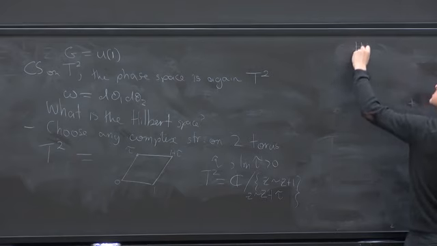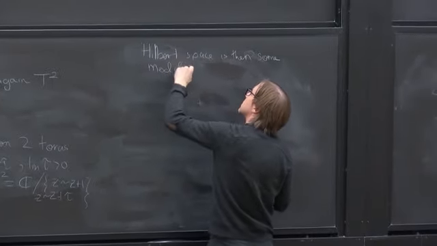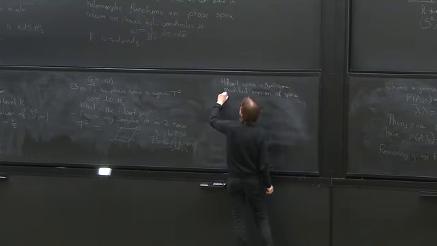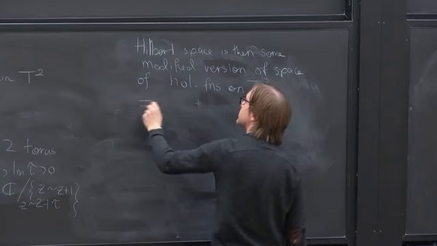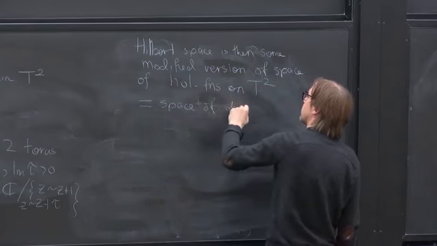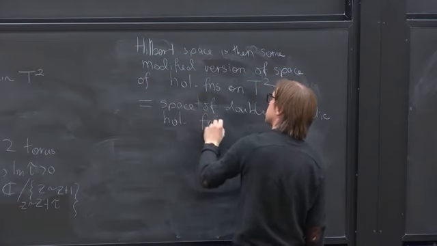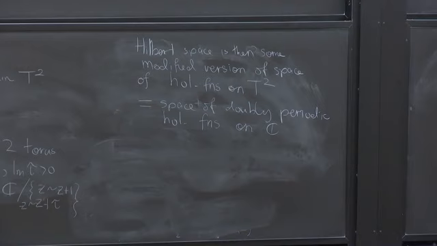So the Hilbert space is then some modified version of the space of holomorphic functions on the 2-torus, and that's the same as the space of elliptic functions, the space of doubly periodic holomorphic functions on C. Well, at this point, the analysis can get a little bit involved because we would say, we want to choose a gauge field whose curvature looks like this, and we want to vary the equation that something is holomorphic.